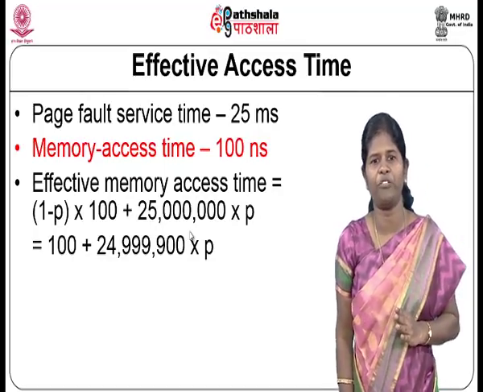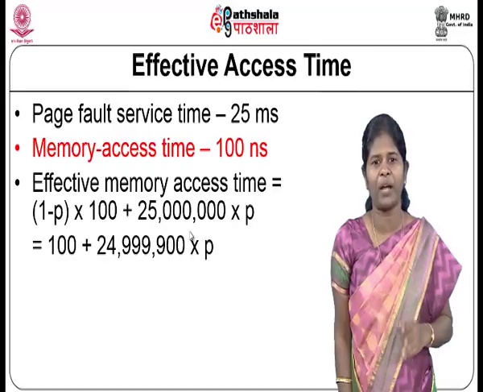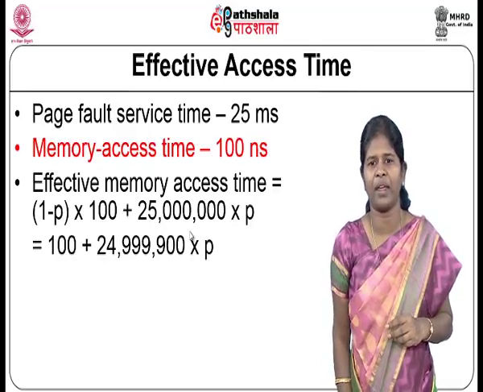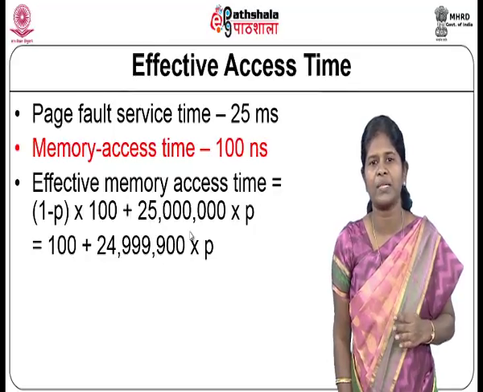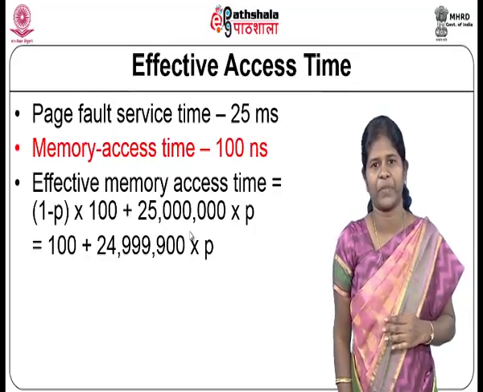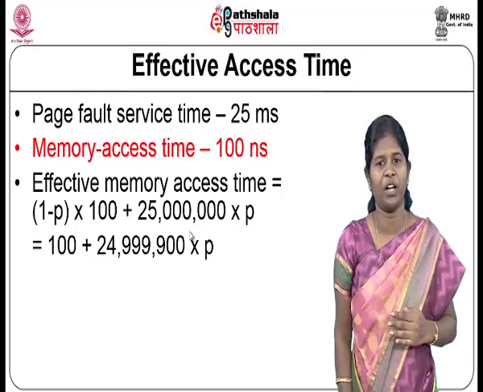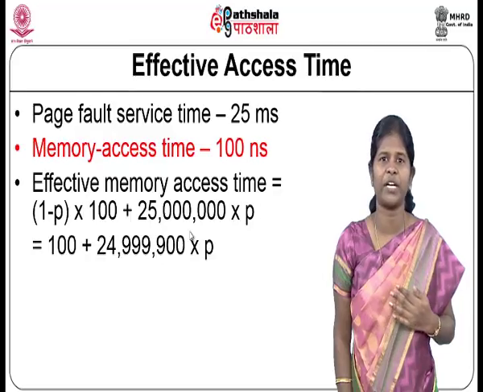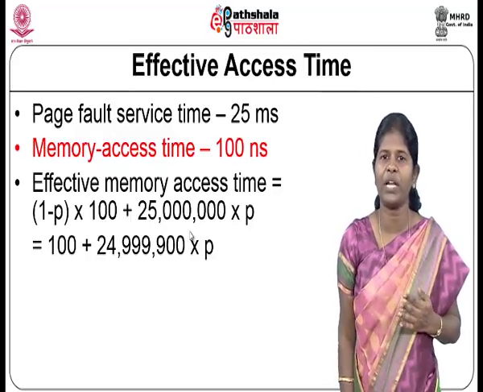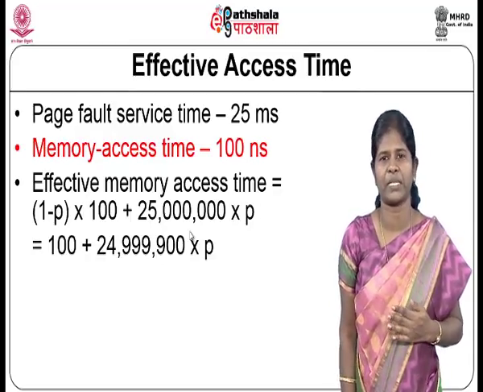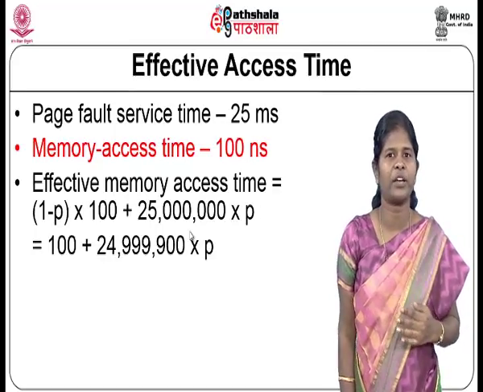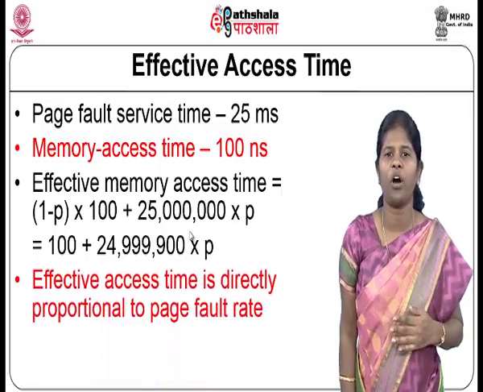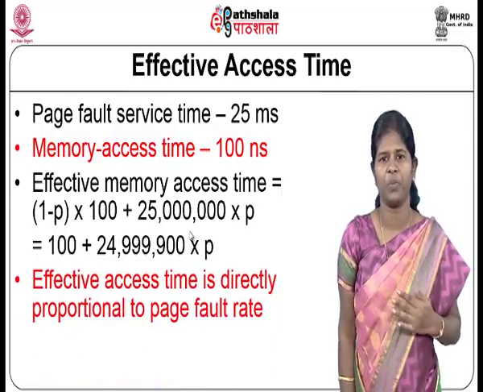So, even if the value of p is 1 by 1000, you have 24,999 nanoseconds as the effective memory access time. But if you do not have a page fault, if the page fault rate is 0, if p is 0, then you have only 100 nanoseconds as the effective memory access time. Hence, this page fault rate should be reduced as much as possible for the effective access time to be better.